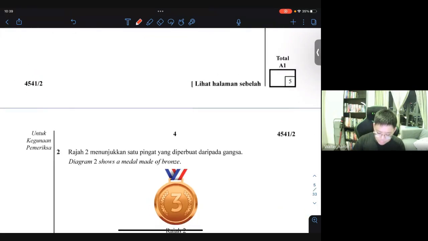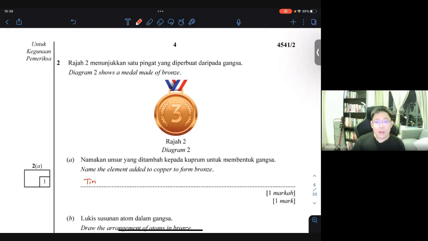All right, let's move on to question number 2. Diagram 2 shows a medal made of bronze. Name the element that's added to copper to form bronze. Bronze is actually an alloy, and it is a mixture of copper and tin. So the other element that's supposed to be added to copper to form bronze is actually tin. If you write tin, you can get 1 mark.